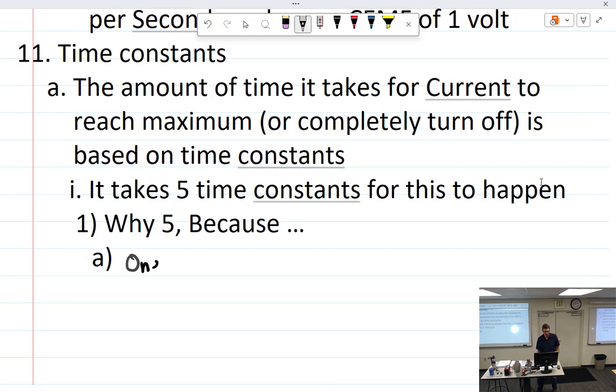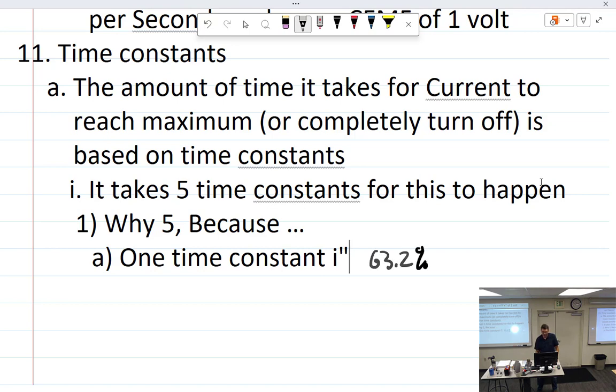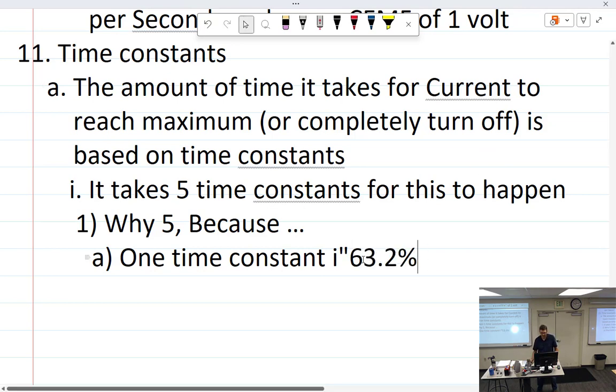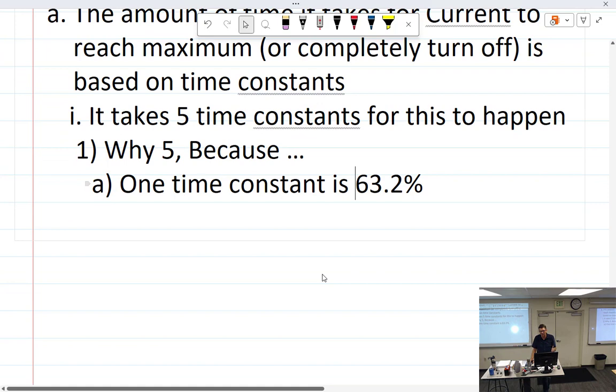1 time constant is 63.2%. And I'm trying to do this differently because a lot of people struggle with this, but it's really very, very simple. How long does it take for current to build up to a maximum? 5 time constants. There's your answer. How long does it take to go back down? 5 time constants. There's your answer. All right. You may now tune me out.